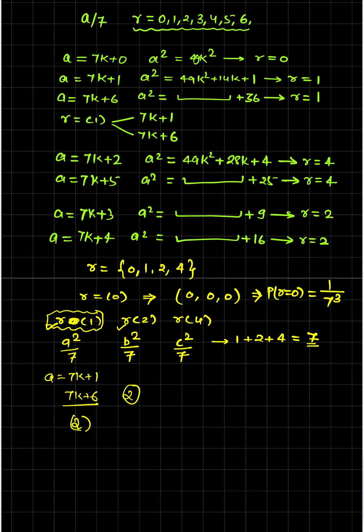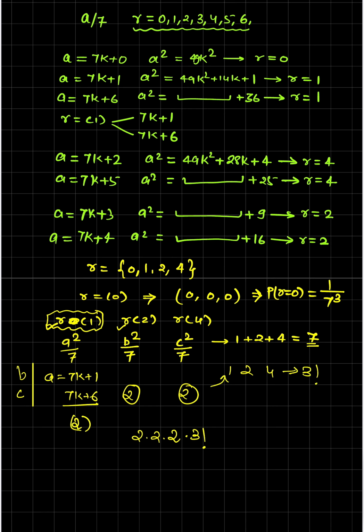And for remainder 4 also we can check that we have, when a is of type 7k plus 2 or 7k plus 5, then only it is possible. So for this also we are getting 2 cases. So 2 into 2 into 2, and total cases: when a is of type 7k plus 1 or 7k plus 6, it can be b, it can be c also. So we can arrange these in 3 factorial ways. Basically we are arranging this 1, 2, 4 in 3 factorial ways.